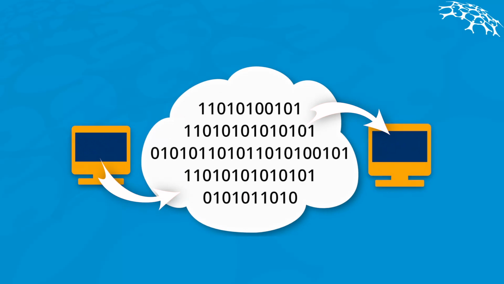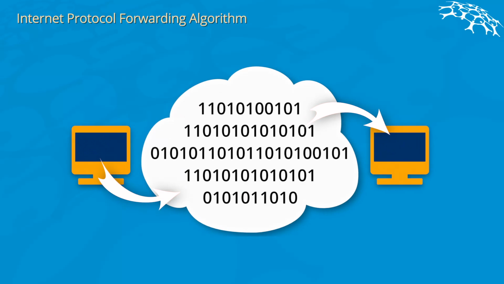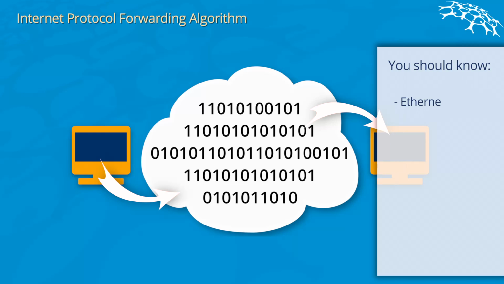In this video, we will understand how one computer on the internet can send data to another computer on the internet using the Internet Protocol. We will assume that you already have knowledge about a link layer protocol like Ethernet and MAC addresses, and how to derive network classes from IP addresses.